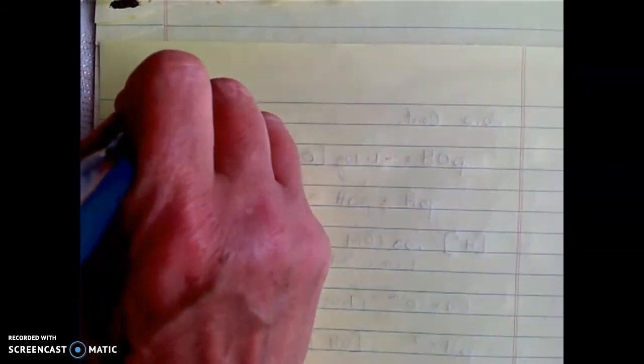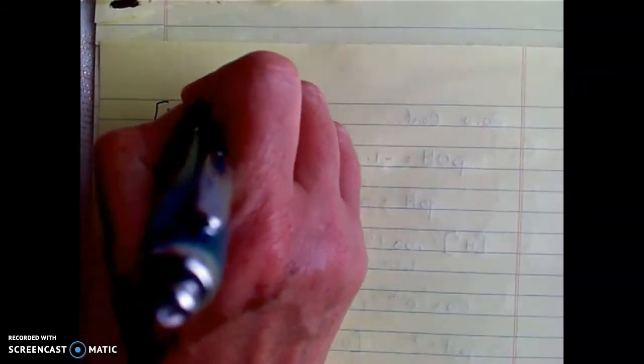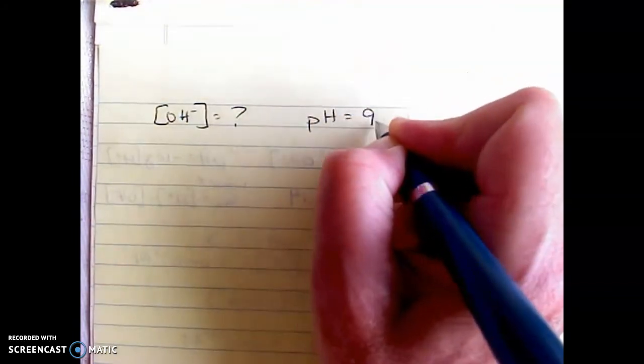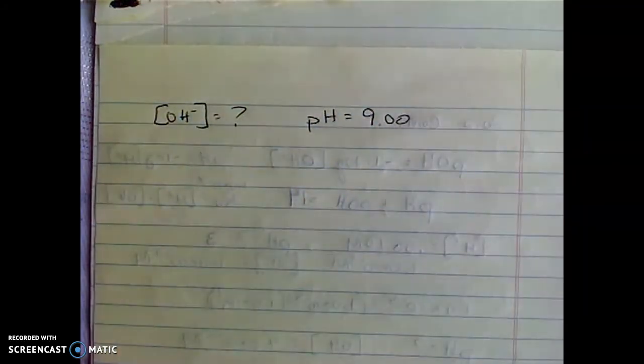Okay, so I have another one that says, what is the hydroxide concentration if your pH is 9.00? Again, I can do this in the shortcut manner. I don't know if you can, so I'm going to go the long way.